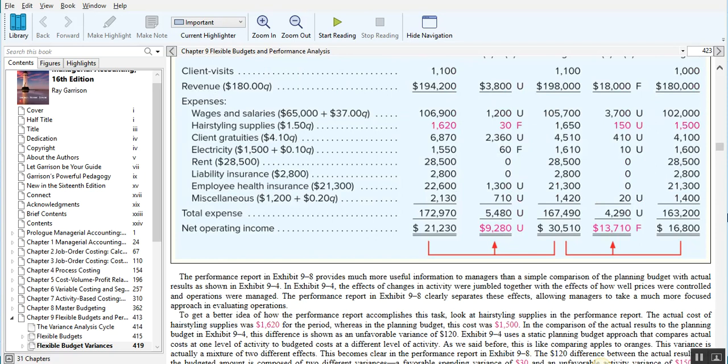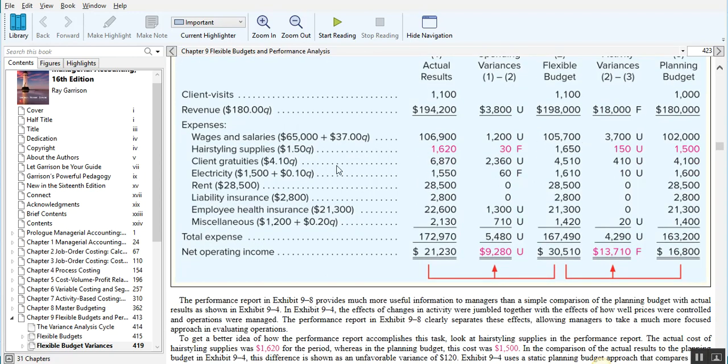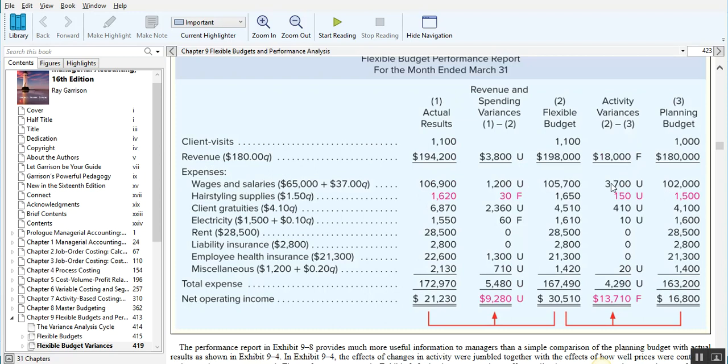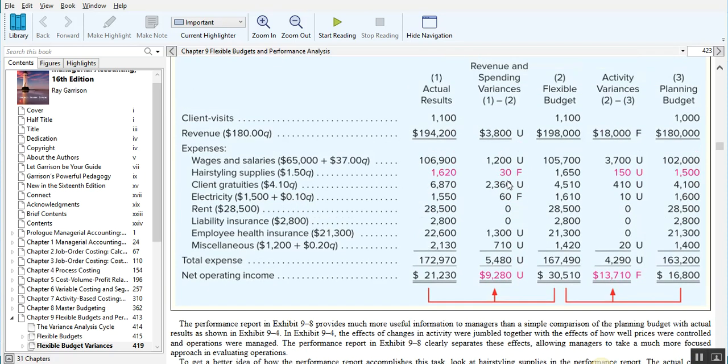If this is a problem, did I have a problem with charges here? Did I charge people enough, basically? And why is my wages and salaries over budget more? Well, actually, they're not. When you compare the unfavorable variance here with this one here, you see that this unfavorable variance is largely due to activity. There is a small spending variance, but that's not as significant as the activity variance.